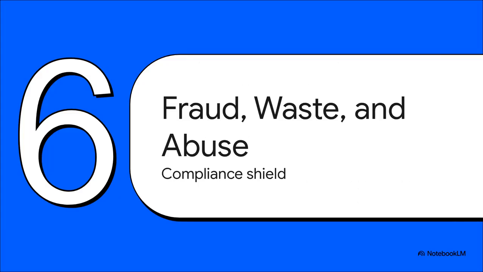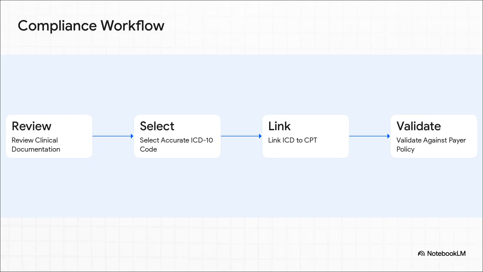And that brings us to our final part, Section 6, Fraud, Waste, and Abuse. Protecting yourself really starts with having a bulletproof workflow. First, you've got to rigorously review the clinical documentation. Second, select the absolute most specific ICD-10 diagnosis code. Try your best to avoid those unspecified codes whenever you can. Third, link that exact diagnosis directly to the corresponding EM CPT code. And fourth, always validate against specific payer policies, like local coverage determinations. Sticking to this strict four-step workflow guarantees that medical necessity is properly justified and perfectly mapped.